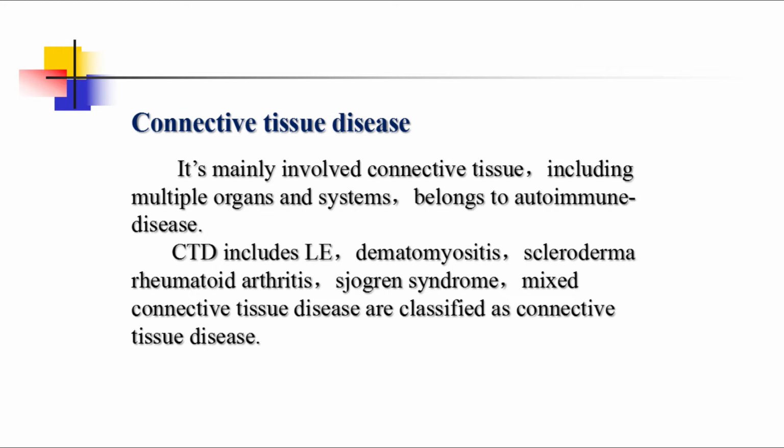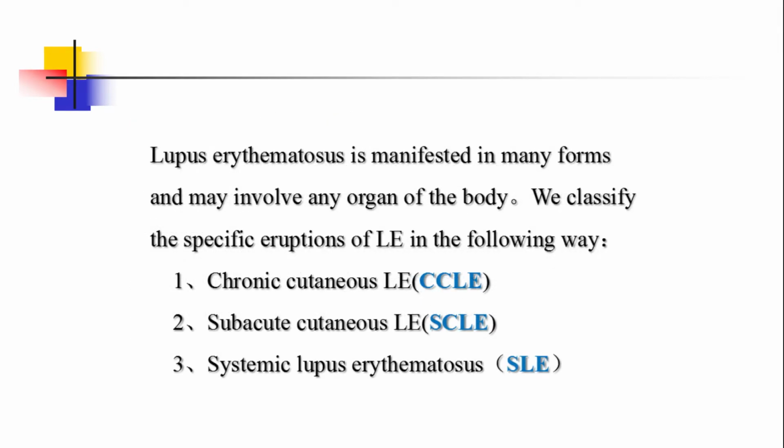Connective tissue disease mainly involves connective tissue, including multiple organs and systems, and belongs to autoimmune disease. Connective tissue disease includes lupus erythematosus, dermatomyositis, scleroderma, rheumatoid arthritis, Sjogren's syndrome. Mixed connective tissue diseases are classified as connective tissue diseases. Lupus erythematosus is manifested in many forms and may involve any organ of the body.